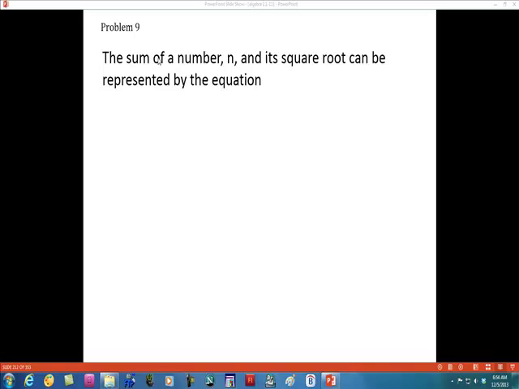The sum, that's the answer to an addition problem, the sum of a number n and its square root. Okay, we're going to start off with n here, and we're going to sum it with the square root of n. This is the equation we're talking about. Now, if y is 20, then what's n going to be?